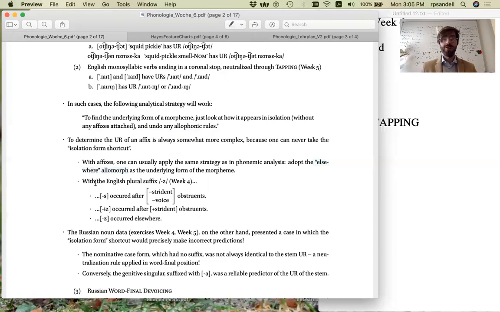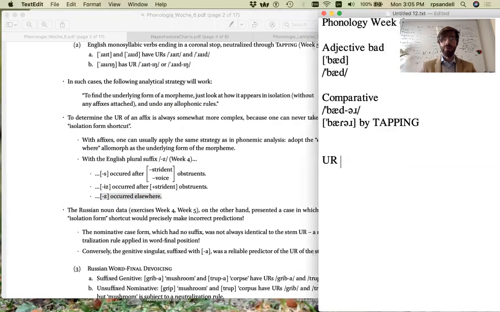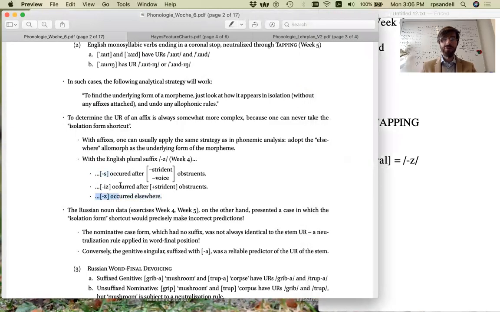So with the English plural suffix, to briefly review, we found the allomorph s occurring after minus strident and minus voiced obstruents, so sounds like pa and ka. We found the allomorph iz after plus strident obstruents, after sounds like sa or sha. And we found za occurring everywhere else. So that led to the analysis that the underlying form of the plural morpheme in English was simply za, and the other two allomorphs, sa and iz, were to be derived by rule.